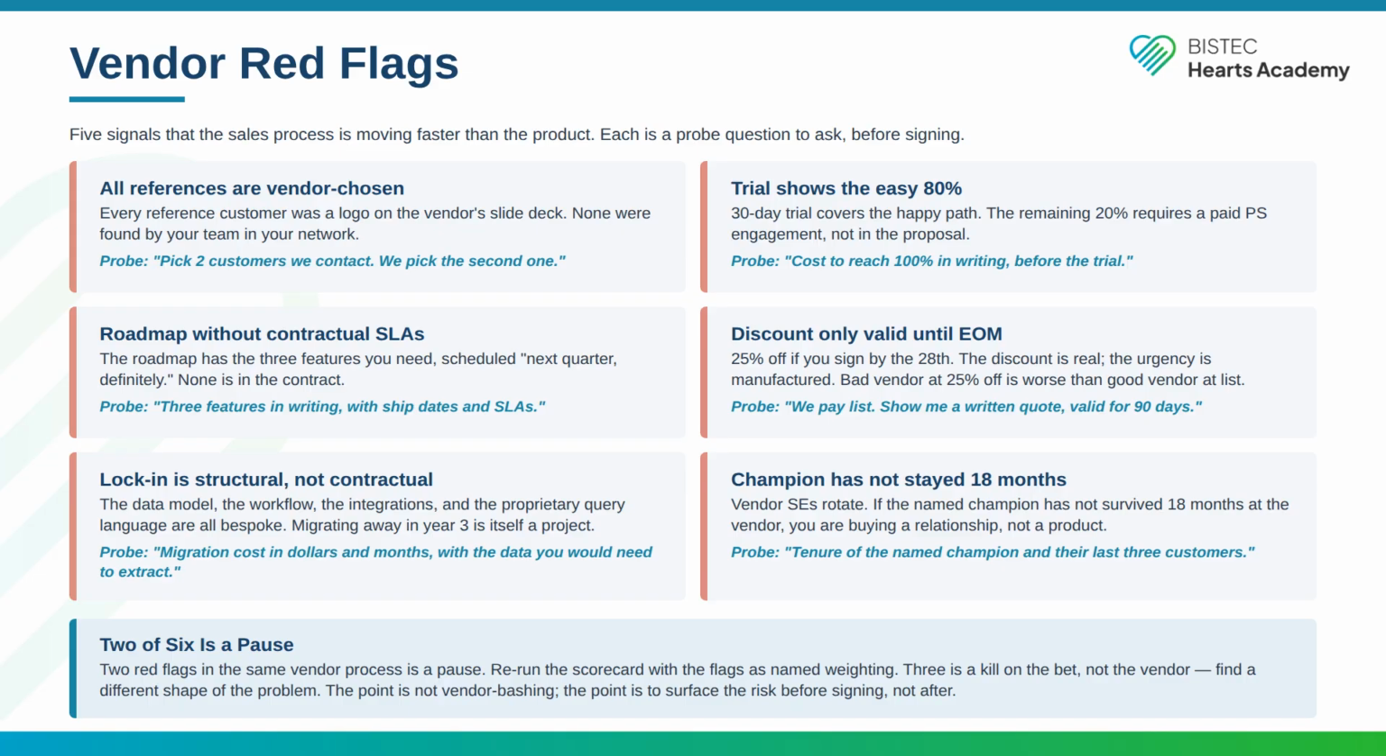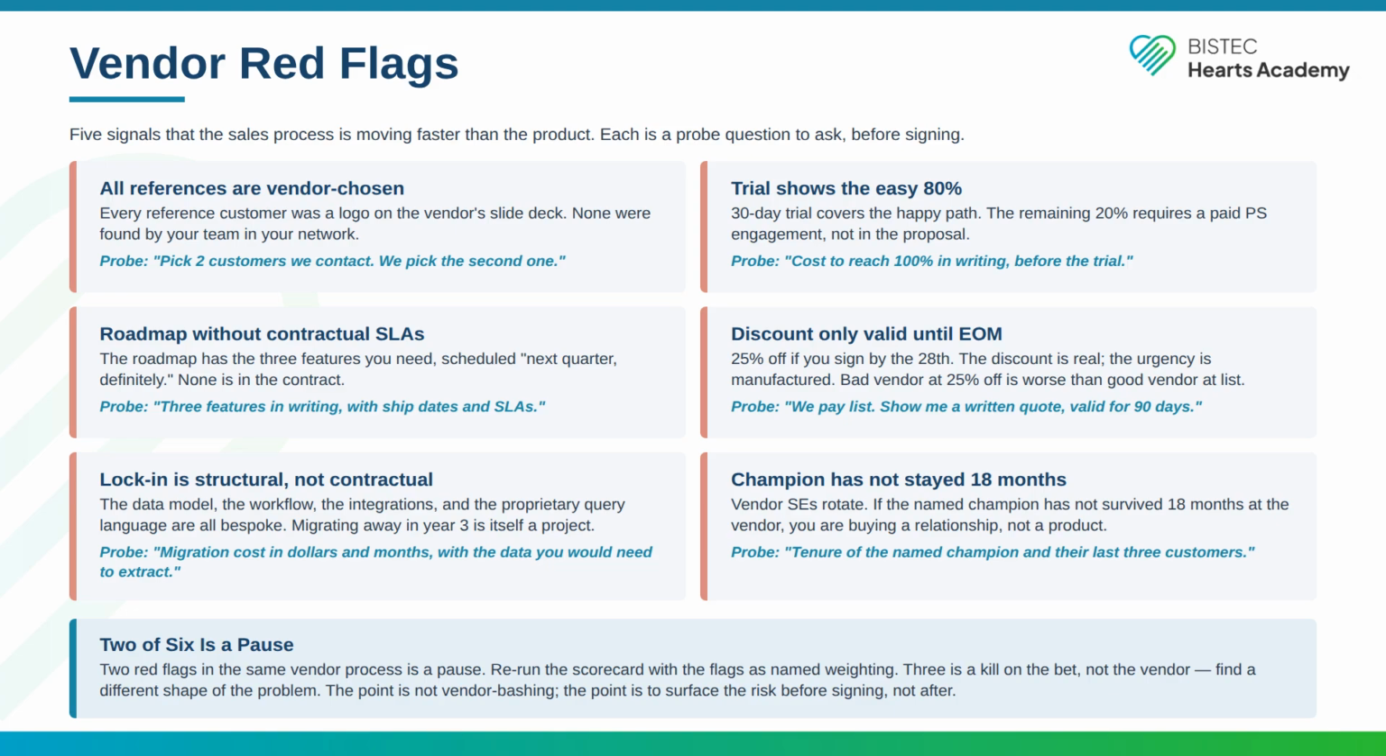Flag 2. Trial shows the easy 80%. A 30-day trial covers the happy path. The remaining 20% requires a paid PS engagement, not in the proposal. Probe. Cost to reach 100% in writing before the trial. Flag 3. Roadmap without contractual SLAs. The roadmap has the 3 features you need, scheduled next quarter, definitely. None is in the contract. Probe. 3 features in writing, with ship dates and SLAs.